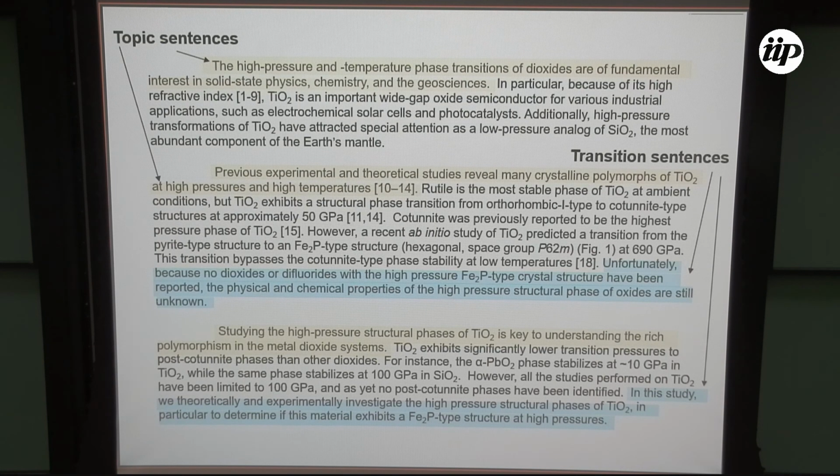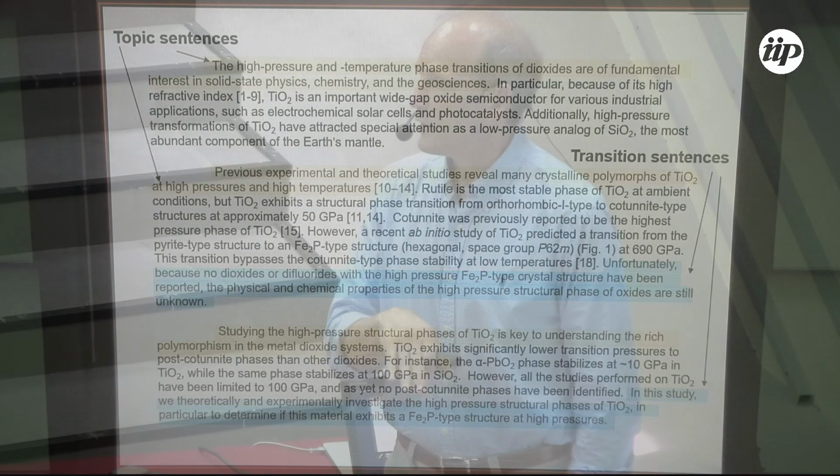And you can also see this introduction format that I talked about more clearly here. So here's the big picture opening: high pressure, temperature, phase transitions of dioxide, interest in solid state physics, chemistry, and geosciences. This is the big picture. Here's the narrowing with the background information, and then here's the however statement. Unfortunately, because no dioxides in the high pressure crystal structure have been reported, blah, blah, blah. This is the, okay, there's a problem, and we're here to solve it. And this is the 'in this letter' statement. So now you can clearly see not only the main ideas, but also the structure of the introduction that I talked about earlier.